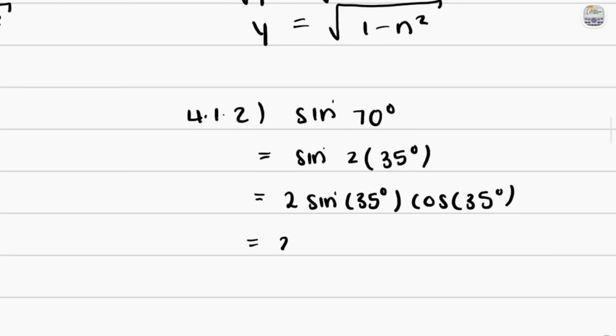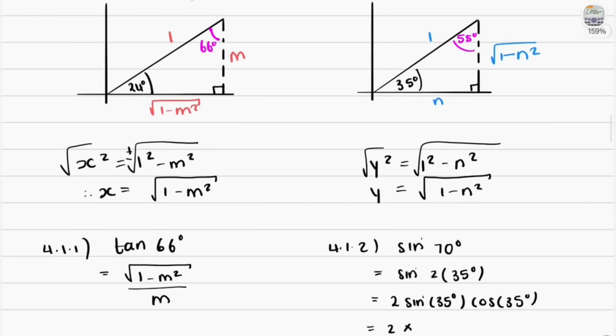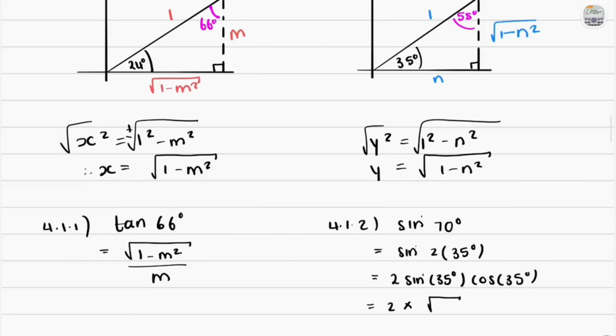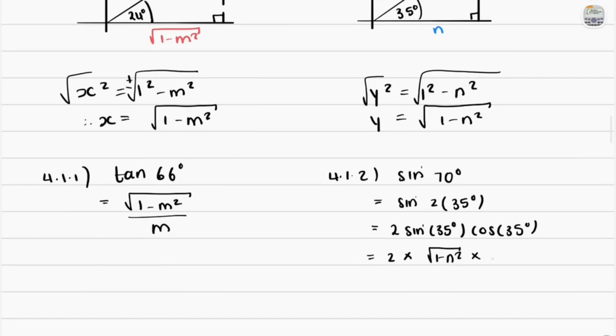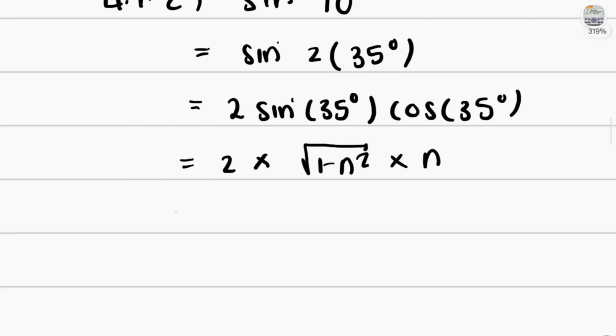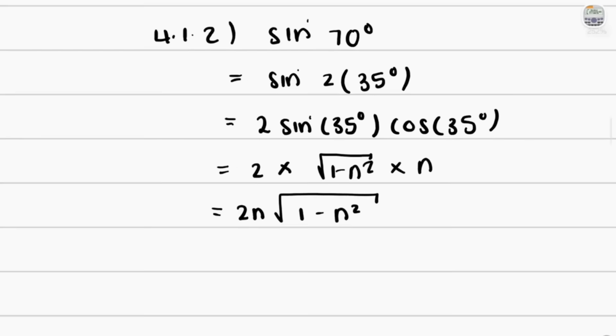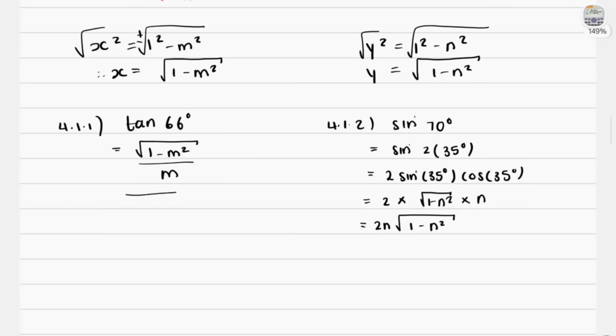Let's go ahead and find this. So this is 2 multiplied by, what is sine 35 degrees in this diagram? That is the opposite over hypotenuse, so that is the square root of 1 minus n squared over 1, but you know anything over 1 will just stay the same. And then multiply by cos 35 degrees. Cos is adjacent over hypotenuse, so that is n over 1, and so that is multiplied by n. And so this is simply 2n square root 1 minus n squared. And that is our answer over there. So these are our answers. Moving on to the next question.